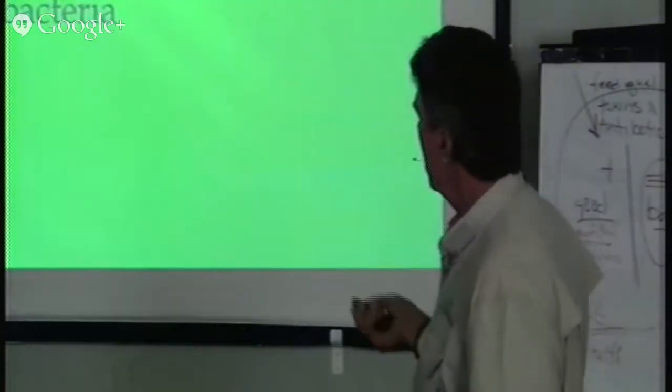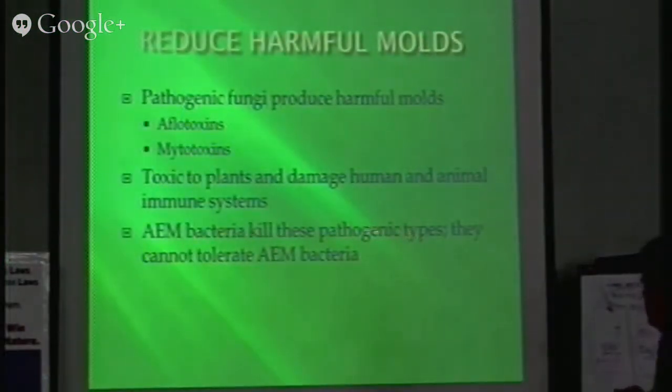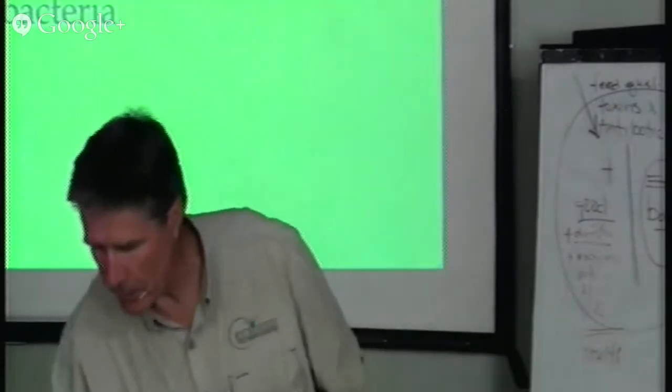Pathogenic fungi produce these mycotoxins. They're toxic to plants, to animals. The bacteria groups that we put in kill these pathogenic types. And I will tell you, unless you make a management effort to manage the pathogens, you will always have them. Your chemicals will not do this. You may get temporary relief, but you haven't managed them. If you want to control pathogens, you have to do it with beneficial microorganisms.